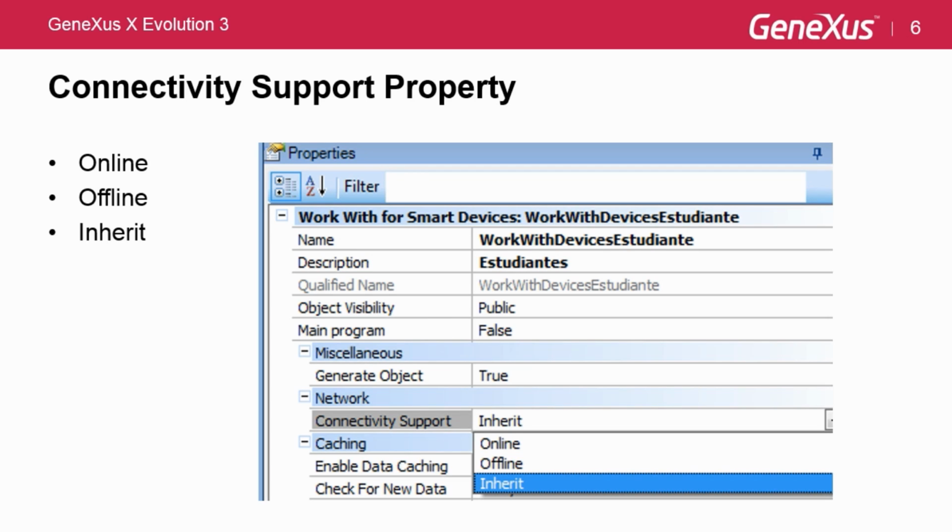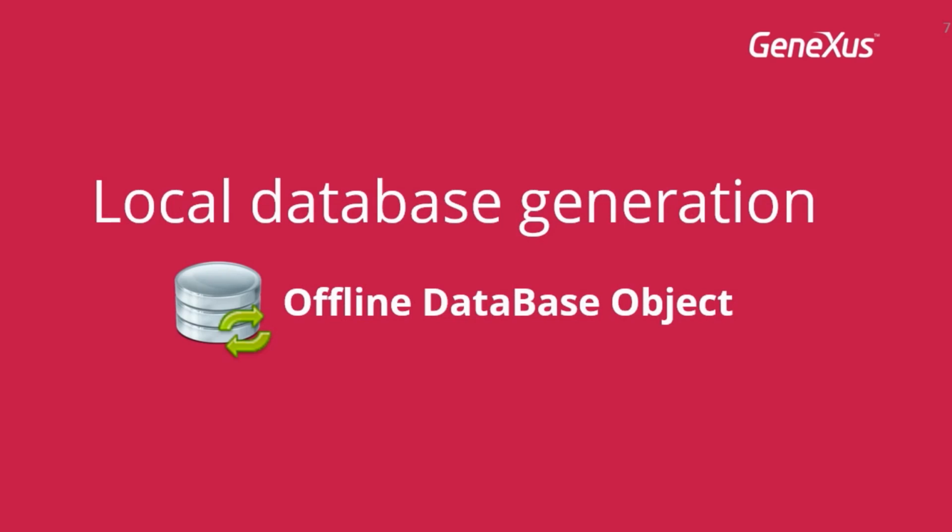So what happens when I set an object's property with connectivity support offline? Suppose we have an application for an event, and a dashboard, set up as main, for which I set up the property connectivity support offline. So what happens immediately afterwards? The next time I execute or compile, a new object called offline database object will be created. This will determine the tables that go to the client's database and also the data taken for synchronization, because it's obvious that the local database will not be the same as the server database, but rather a reduced version of it.